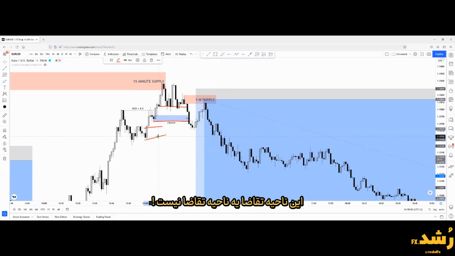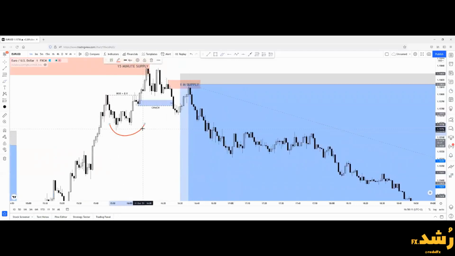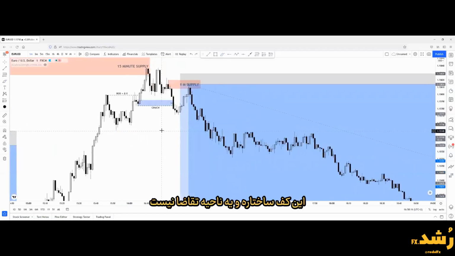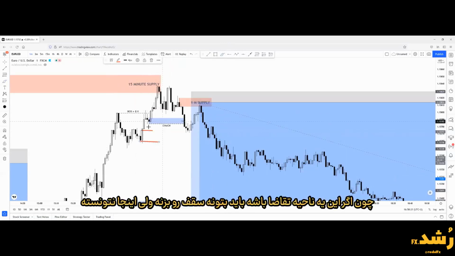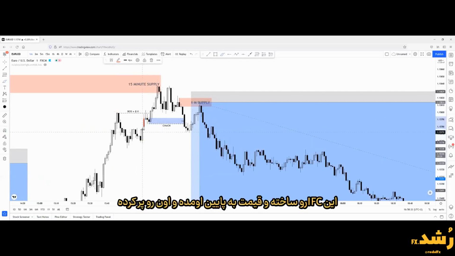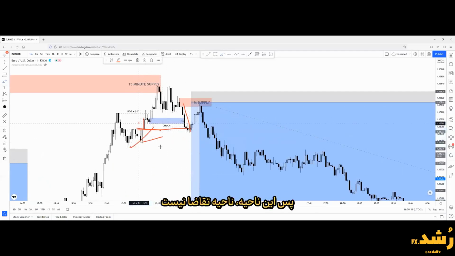This demand zone is not a demand zone. This is a structural low. This is the structural low, but this isn't a demand zone. Why isn't it? Because if it were a demand zone, it would have taken out the high, right? But it couldn't take out the high. What did it do? It just caused inefficiency, right? It caused inefficiency right here, but the price filled up that inefficiency, as you can see, with the change of character. So this zone is not a demand zone.